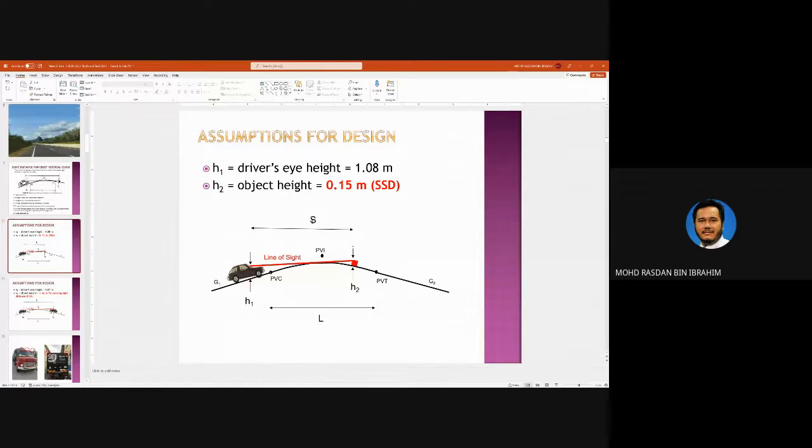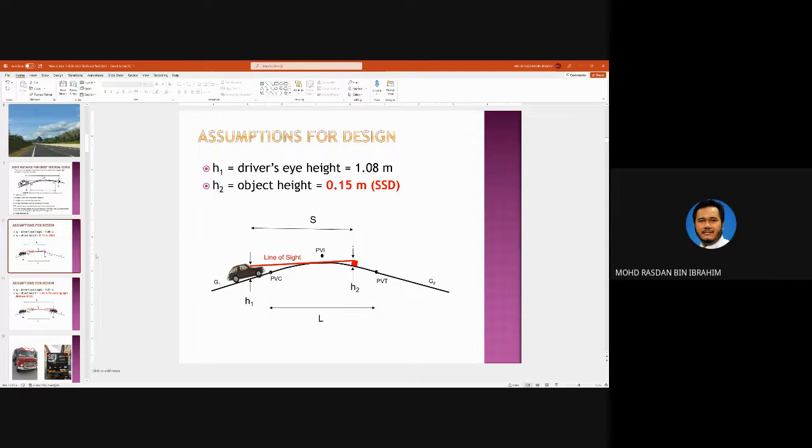So that is the distance. The concept here, S is the sight distance, and then you have this SSD, stopping sight distance. So we want to make sure that SSD can fit into S.